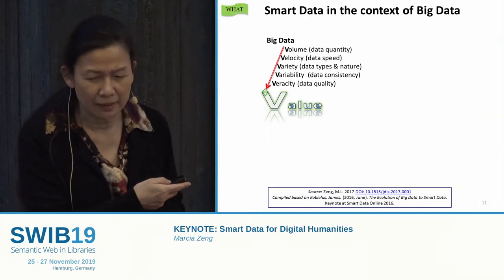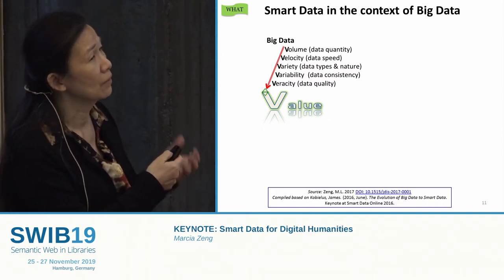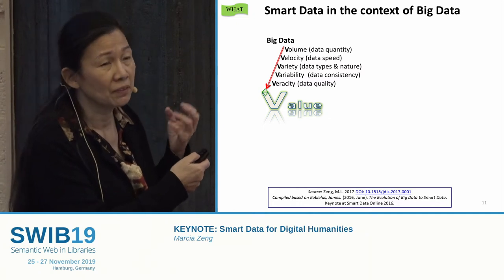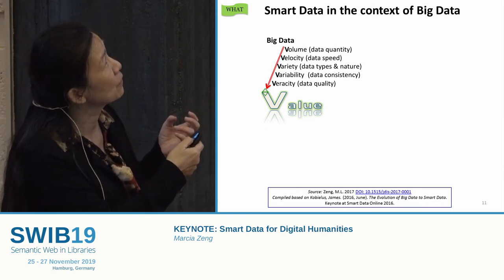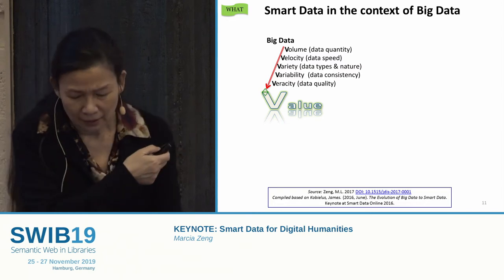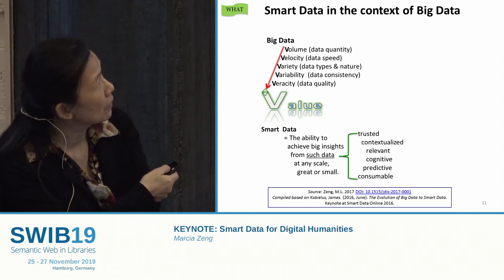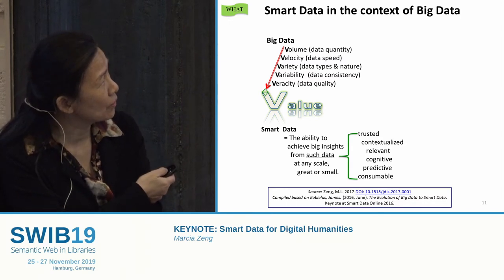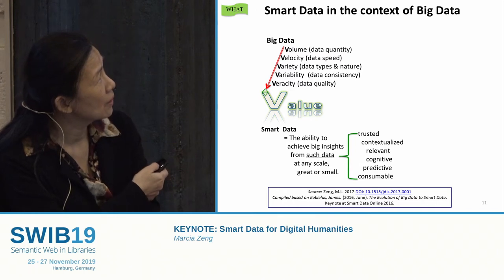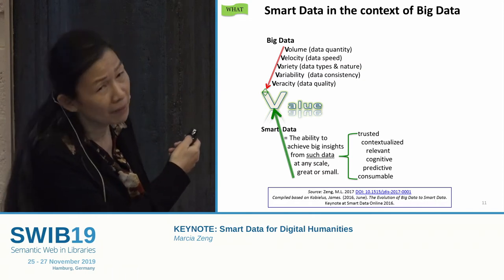So this gives us the idea of what big data has been focusing on. You grab the data immediately, a variety of it, and only a very small portion was analyzed for this value. So smart data says we don't need to worry about great or small, as long as the data is trusted, contextualized, and relevant. And also you can use that to make decisions, and that value is much larger.